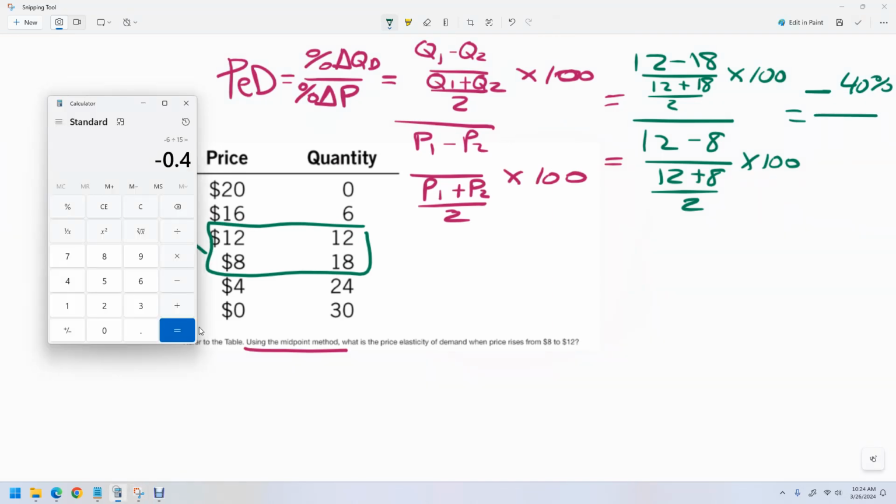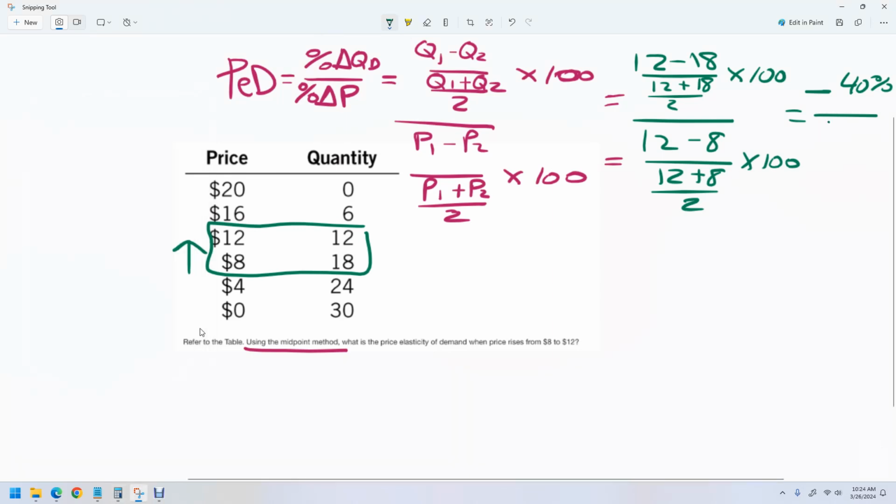And then the percent change in price is 12 minus 8, which is 4. We can do that in our head. Divided by, well, it's 10. So it's 20 divided by 2, which is 10, which is also 40%.